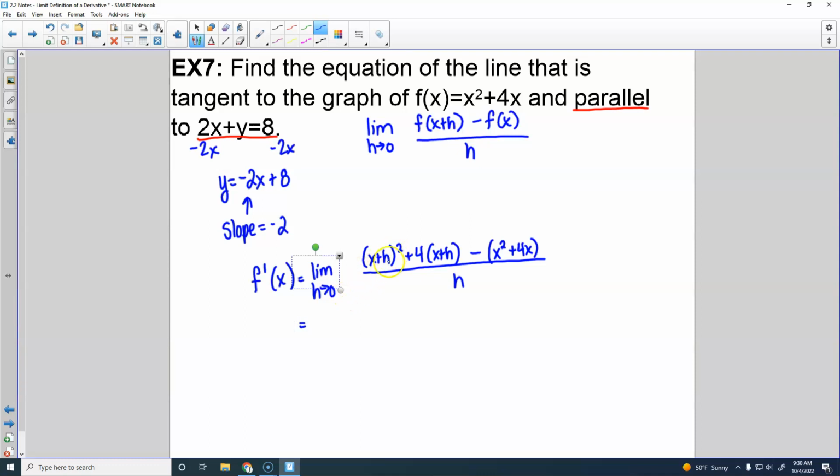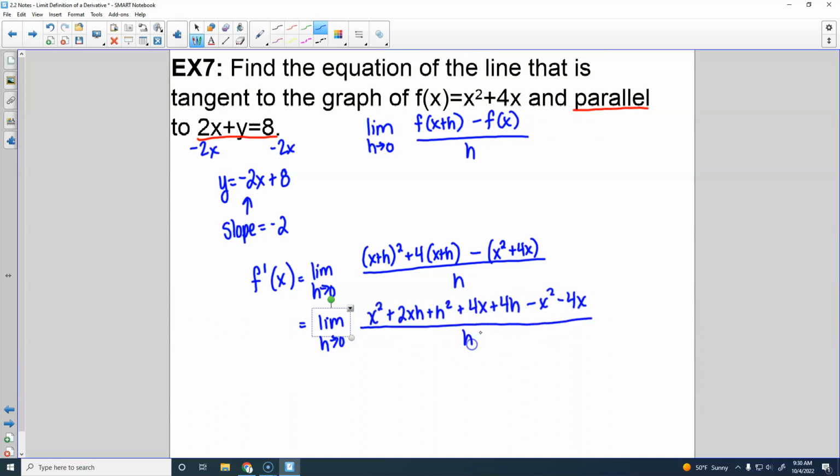Okay, so that is going to be my limit as h approaches 0 of x squared plus 2xh plus h squared plus 4x plus 4h minus x squared minus 4x, all over h. This seems easy compared to what we had to do on the warm-up now.